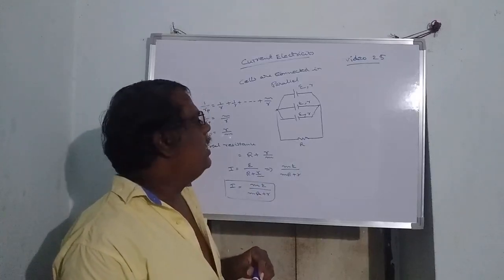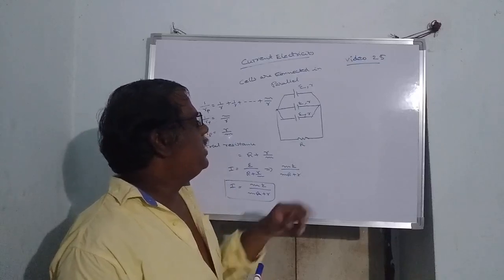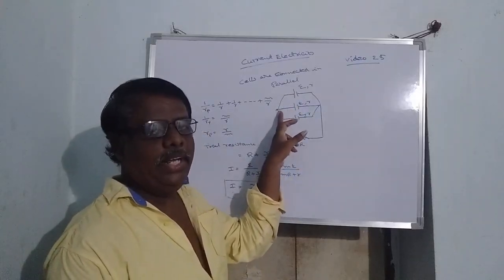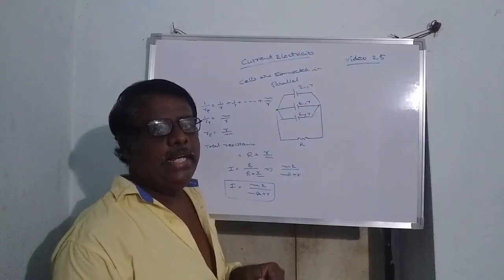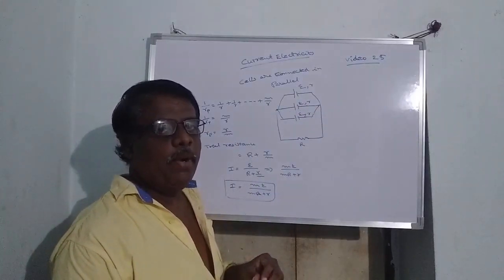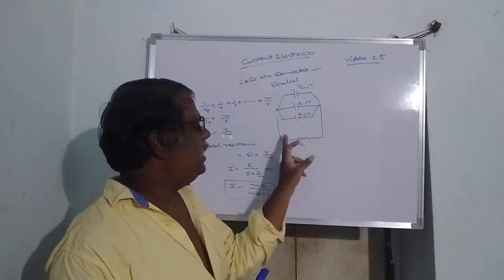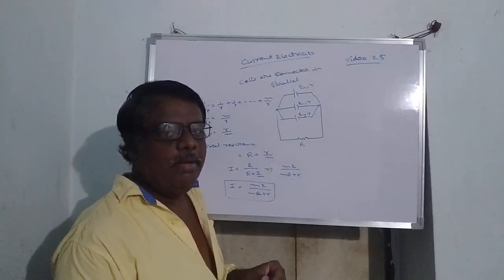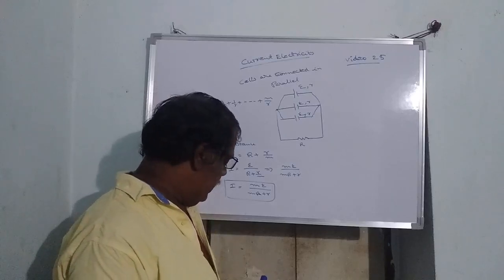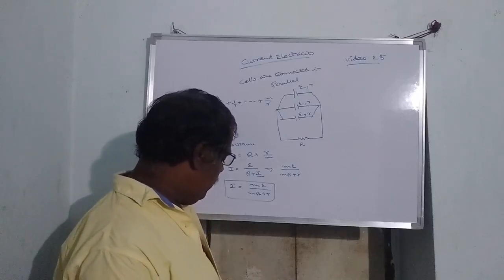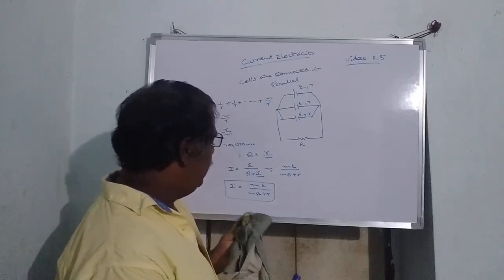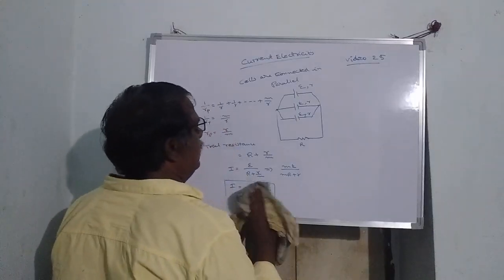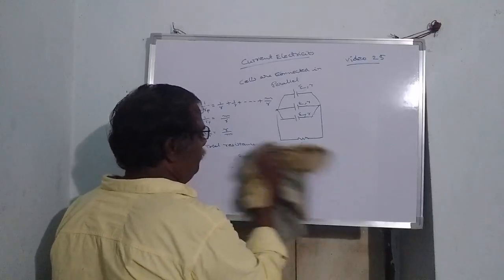So what is meant by parallel combination of cells? All the first ends of the cells are connected to one single common point, all the second ends are connected to another single common point. Finally these common points are connected to the ends of the resistor. This is called parallel combination of cells. So in this way we have to calculate the current in the circuit what we have drawn here. So cells are connected in parallel.